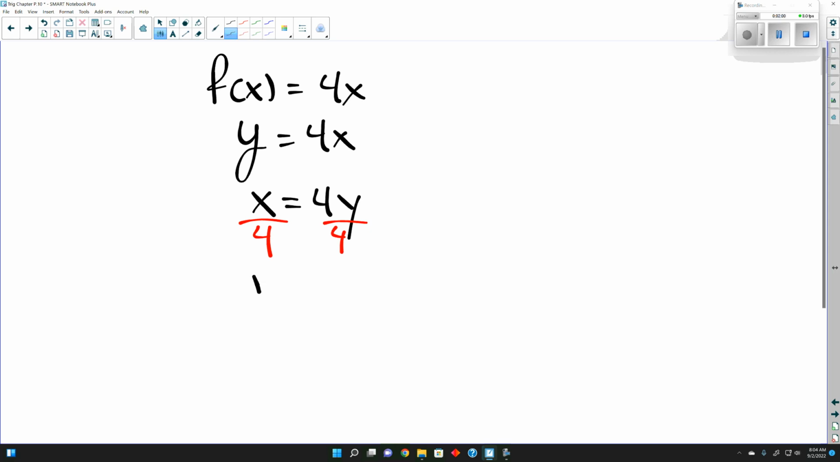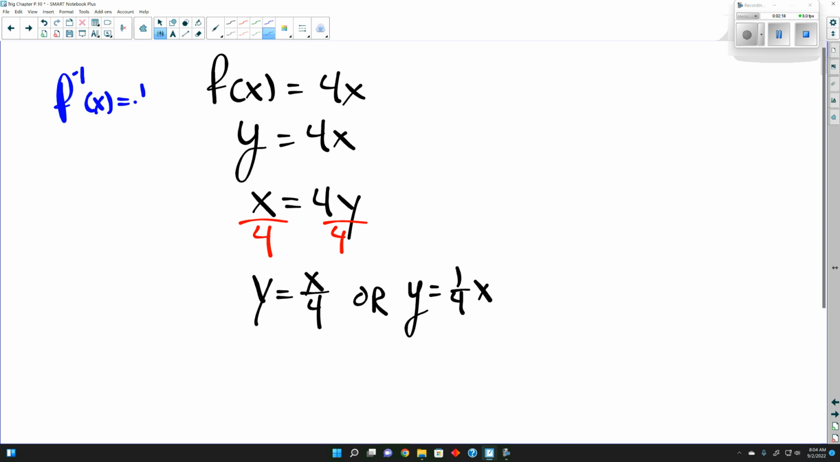Divide both sides by 4, telling us y is equal to x over 4, or we could say y is equal to 1/4 x. Either way. And then sometimes we'll rewrite it as f inverse of x equals 1/4 x, and we have the inverse. Kind of ringing bells again.